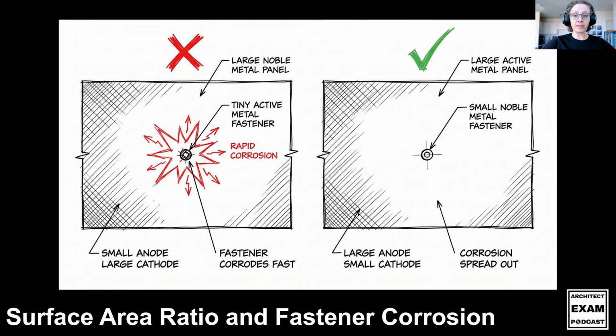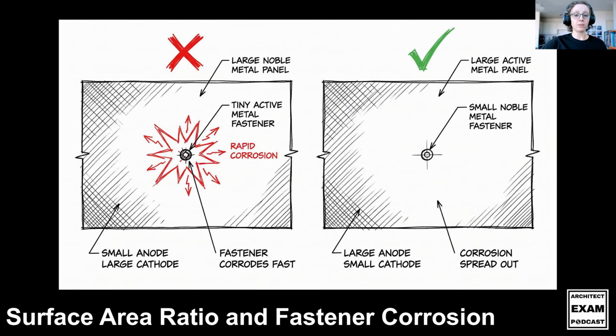Okay, this next concept is one that a lot of people overlook, but it's really important, especially when it comes to fasteners. It's called the surface area ratio. Here's how it works. When a small piece of active metal is connected to a large piece of noble metal, corrosion accelerates dramatically. The small anode has to serve a much larger cathode, and all that electrical demand is concentrated on a tiny piece of metal.